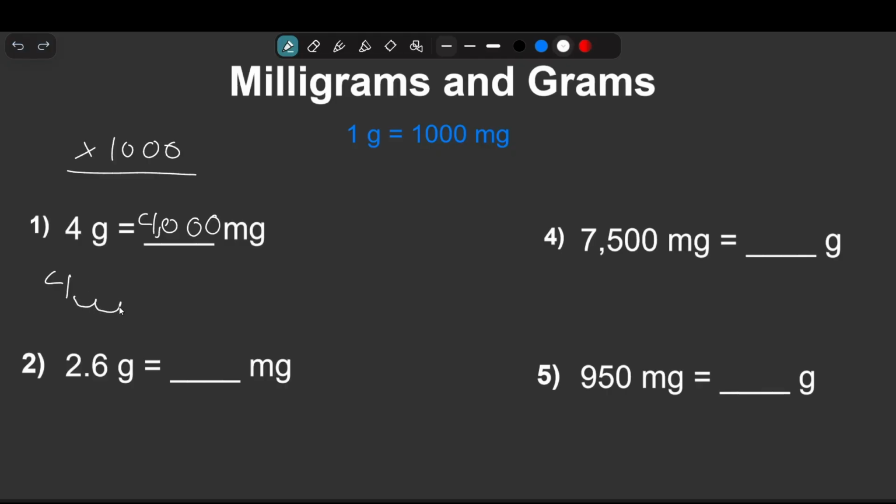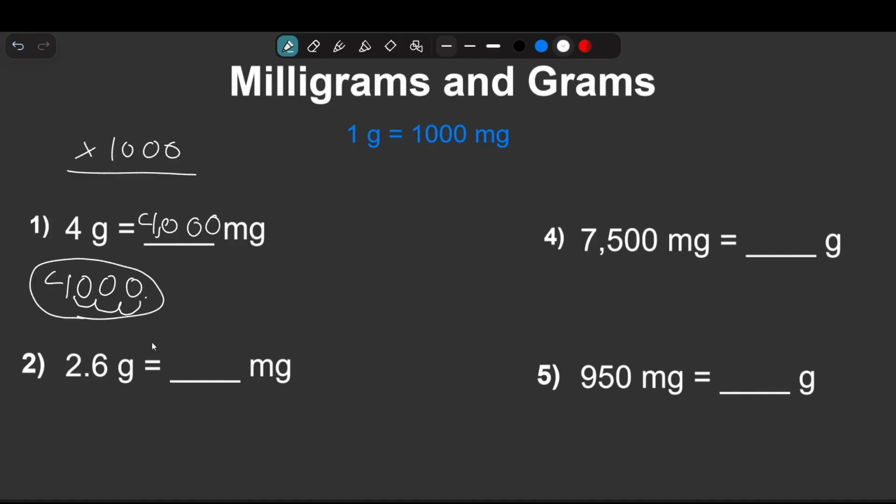1, 2, and 3. As you can see here, I made open spots for the zeros to fit in. 1, 2, and 3. And as you can see here, we move the decimal to the final spot. And here we can get our final answer of 4000 milligrams.